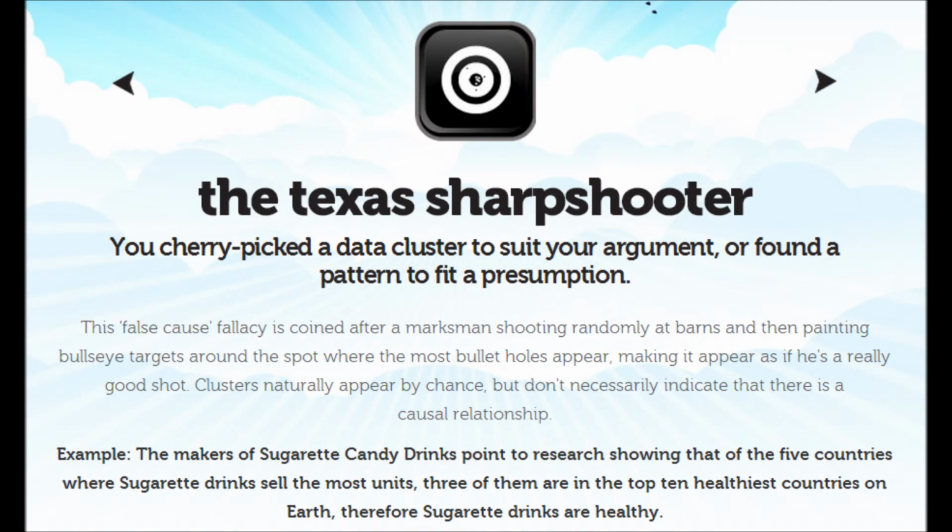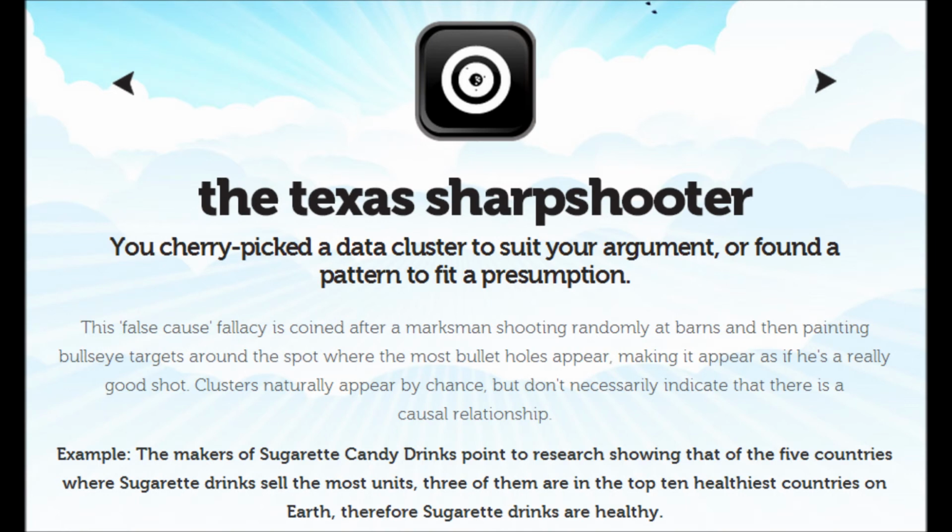23. The Texas sharpshooter. You cherry-picked a data cluster to suit your argument, or found a pattern to fit a presumption. This false cause fallacy is coined after a marksman shooting randomly at barns, and then painting bullseye targets around the spot where the most bullet holes appear, making it appear as if he's a really good shot. Clusters naturally appear by chance, but don't necessarily indicate that there is a causal relationship.